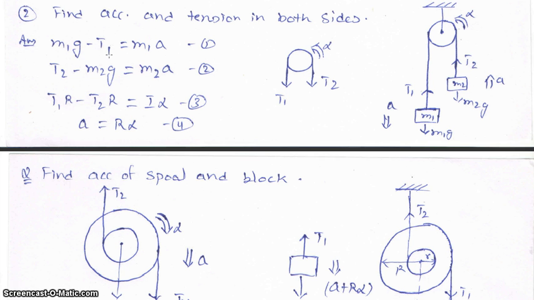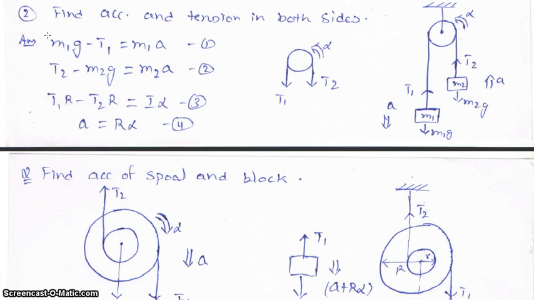First of all, we write down the linear equations, or laws of motion equations, in linear form. And this is the torque equation: T1 r minus T2 r is equal to I alpha, where I is about the center, or about the axis of rotation, which is the same in this case. a equals R alpha, as there is no slipping. So from these four equations we can find T1, T2, a and alpha.